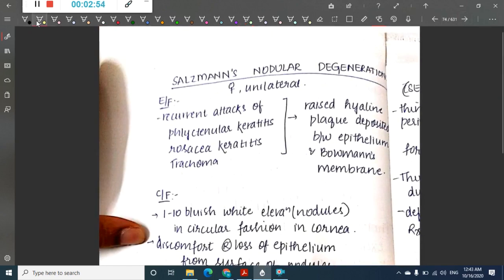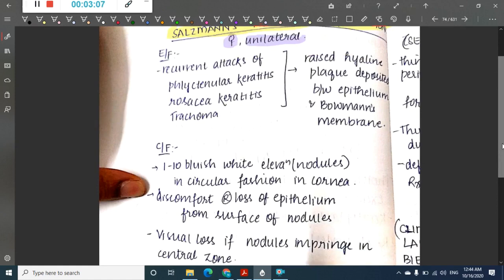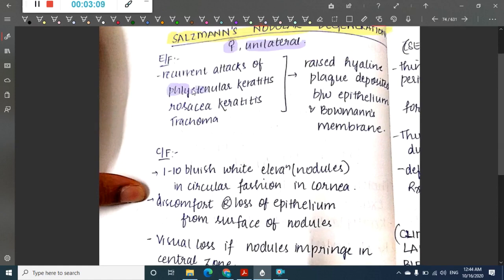Then the next degeneration is Salzmann nodular degeneration. This Salzmann nodular degeneration is most commonly seen in females and it is unilateral. It occurs mainly due to recurrent attacks of phlyctenular keratitis, rosacea keratitis or trachoma.